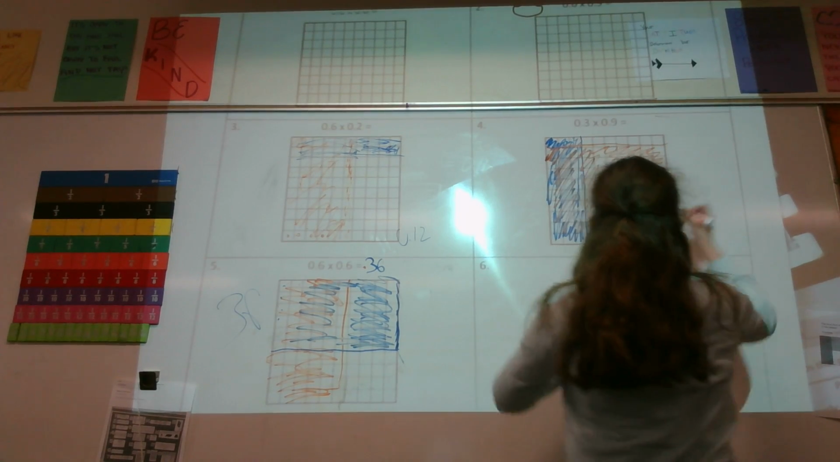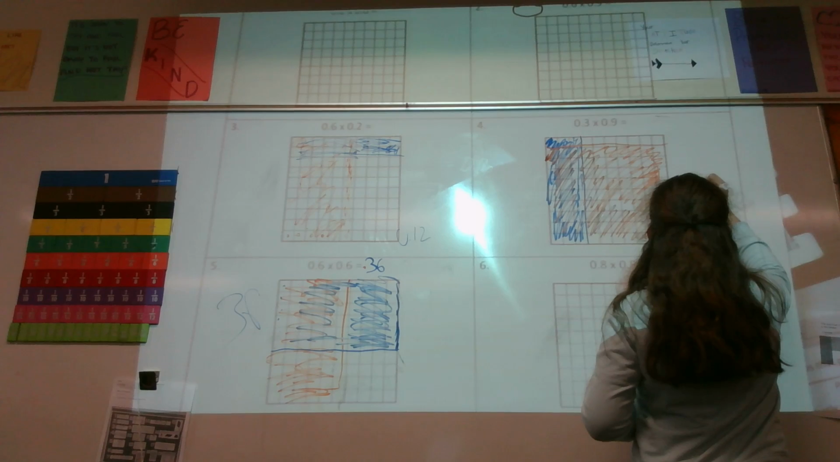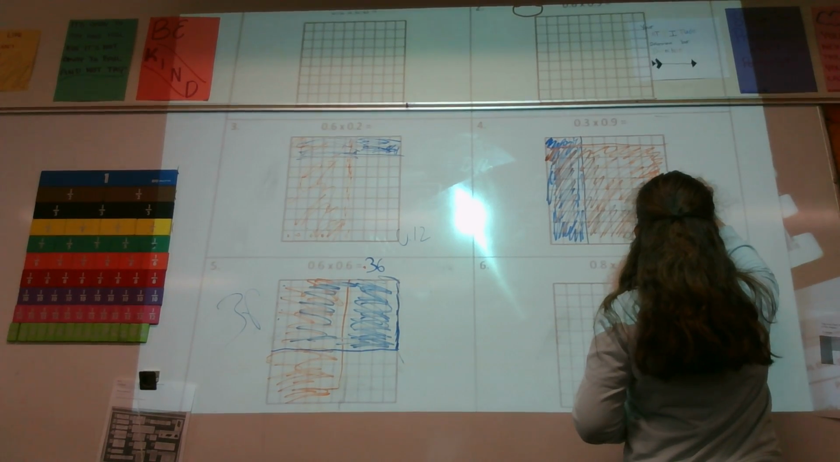And then she just has to count how many are shaded in by both, which is 2,700.